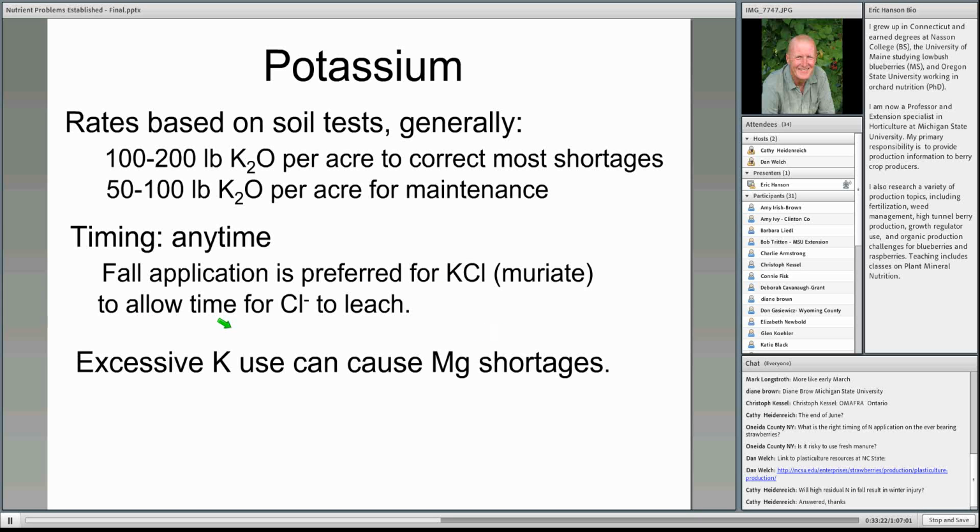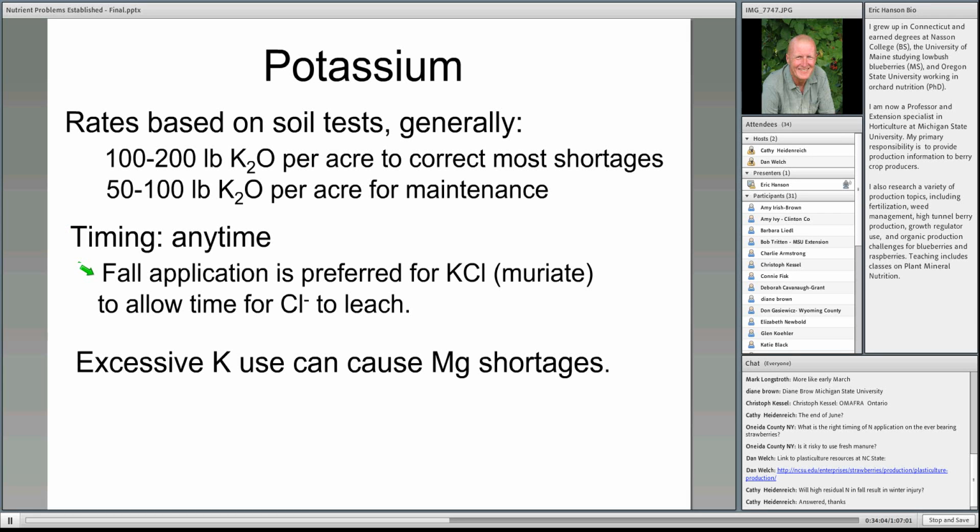For rates of potassium for existing plantings, usually if a deficiency exists, 100 to 200 pounds of K2O per acre will correct those shortages. Growers who find over time that they need maintenance applications of potassium find that 50 to 100 pounds per acre is adequate to do that job. The timing isn't as critical as it is with nitrogen, partly because potassium moves in the soil much more slowly than nitrogen. So getting it on at the right time is not so critical.